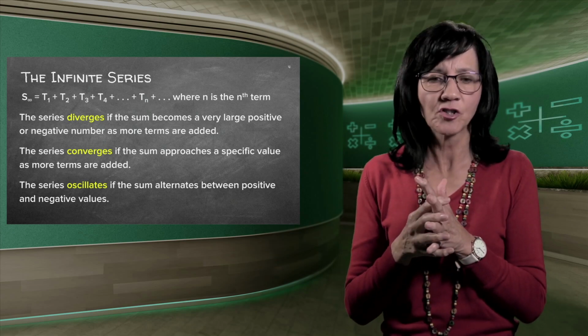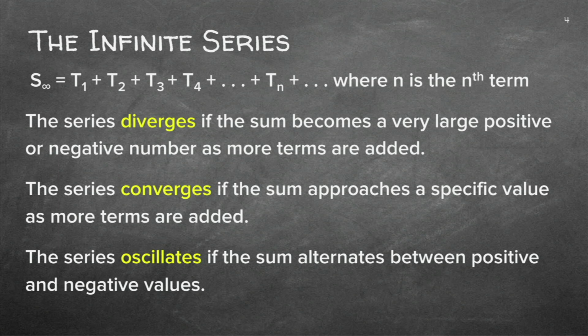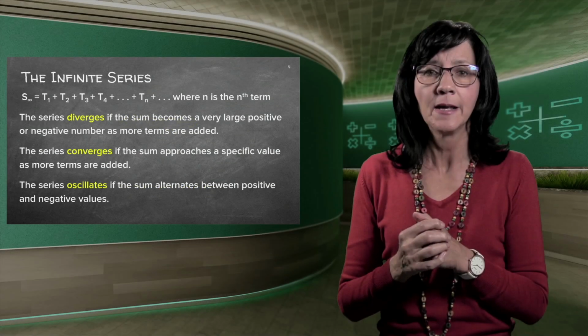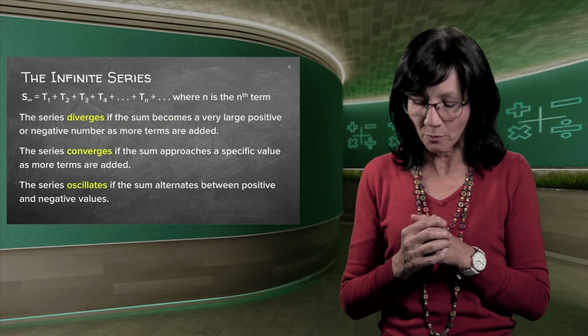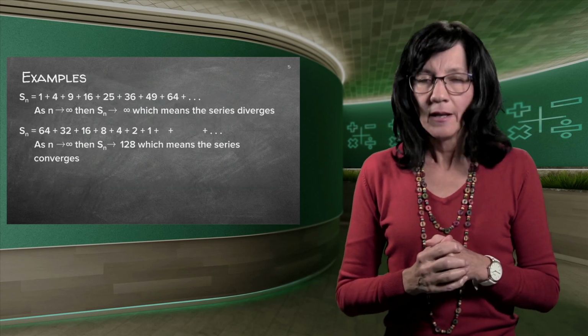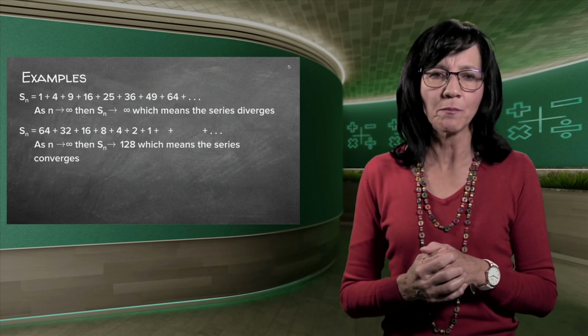And then you must just know oscillate means one term is a plus and one is a minus, and one is a plus and one is a minus, which is also possible. So those are the three that you can probably get. Good. Let's look at these two examples. It will make more sense.